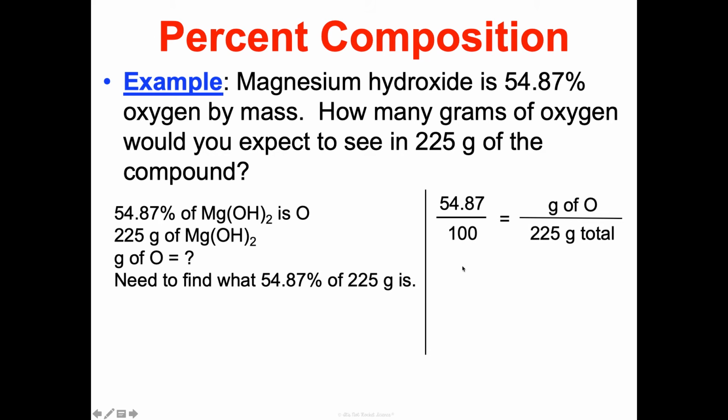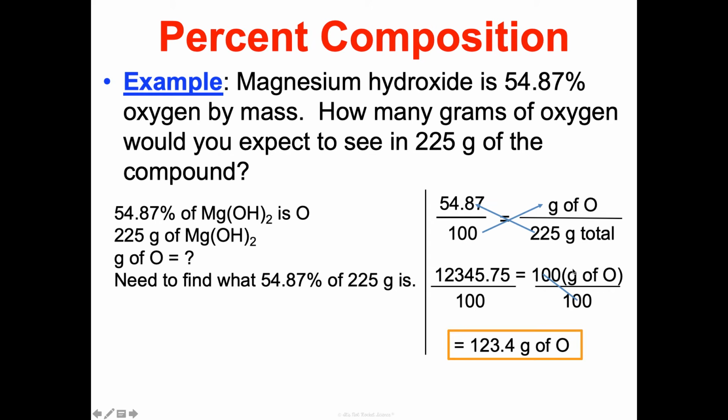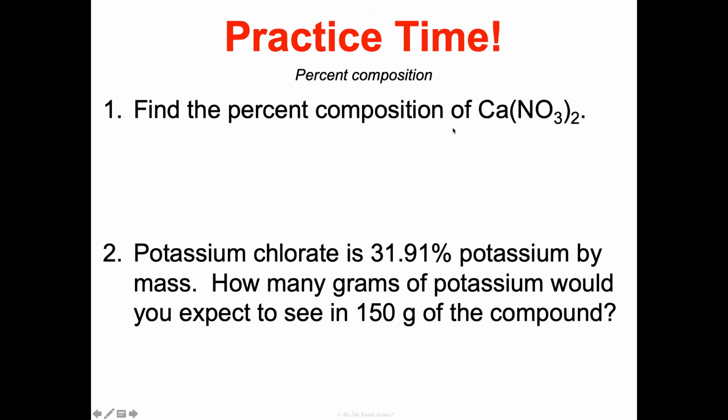Anytime you have a percent like this, you can do a crisscross calculation. So I can do 100 times this and 225 times this. 225 times 54.87 gives me 12345.75, and that's equal to 100 times grams of oxygen. To get grams of oxygen by itself, I just need to divide by 100 on both sides. And that's where I get that there are 123.4 grams of oxygen in 225 grams of the compound. Okay, so let's practice this.